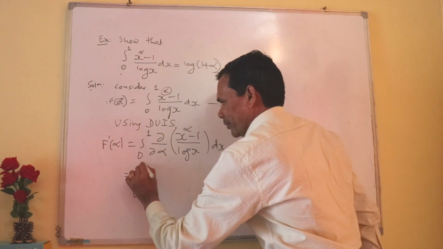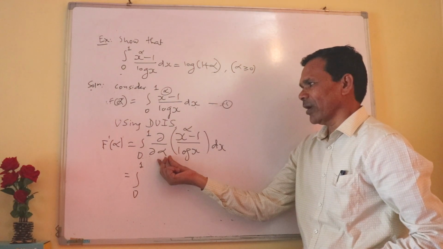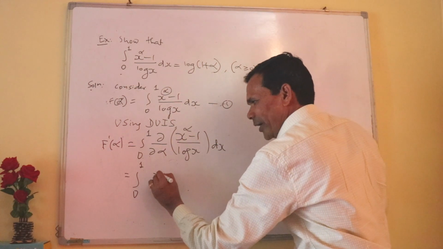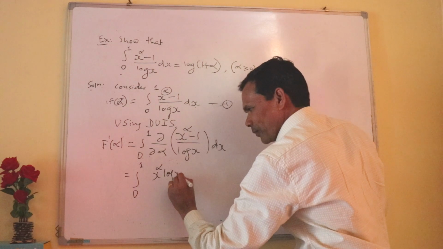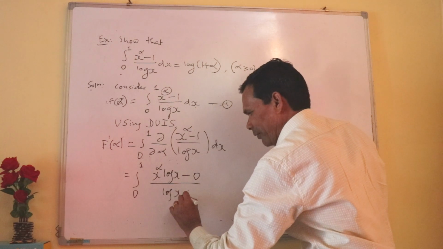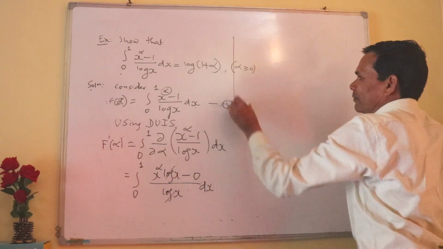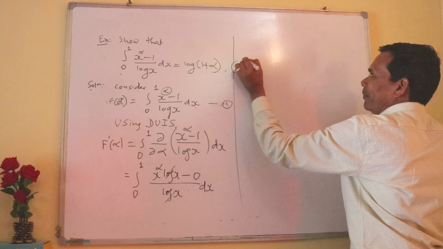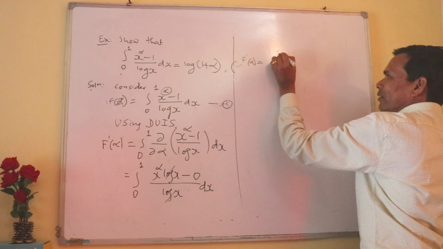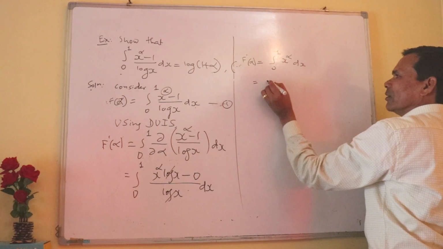So from 0 to 1, we take the partial derivative with respect to alpha, keeping x as a constant. So x raised to alpha into log x, minus 0, divided by log x. That is the derivative with respect to alpha. Log x gets cancelled. Then F dash alpha, meaning dF by d alpha, is the integral from 0 to 1 of x raised to alpha with respect to x. Now we integrate this with respect to x.